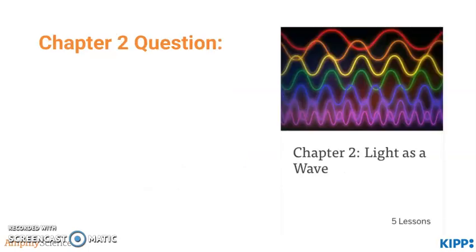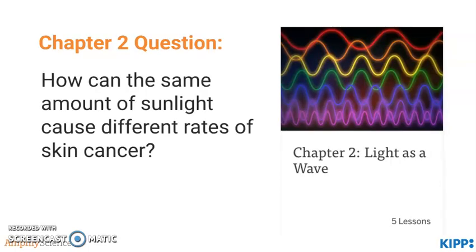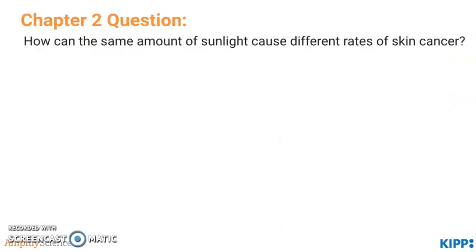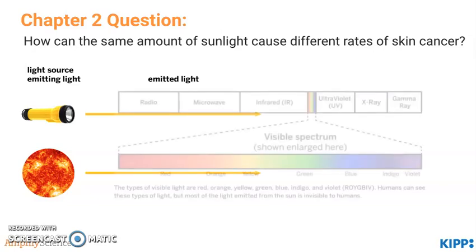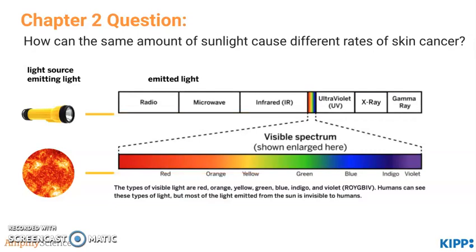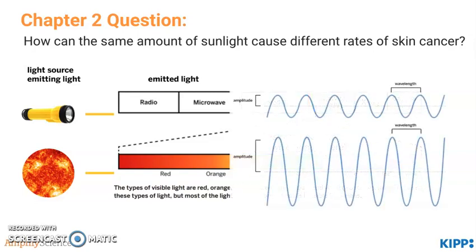As students move into Chapter 2, they are picking up from where they left off their thinking in Chapter 1 to answer the question, how can the same amount of sunlight cause different skin cancer rates? On the first day, students do a hands-on investigation using flashlights and laser pointers, another student favorite, to learn that different light sources emit different light. On the next day, students further their knowledge of different light sources by actively reading about all the different types of light that make up sunlight. On the third day, students reread the article from the day before and then take their learning a step deeper as they're introduced to wave properties.